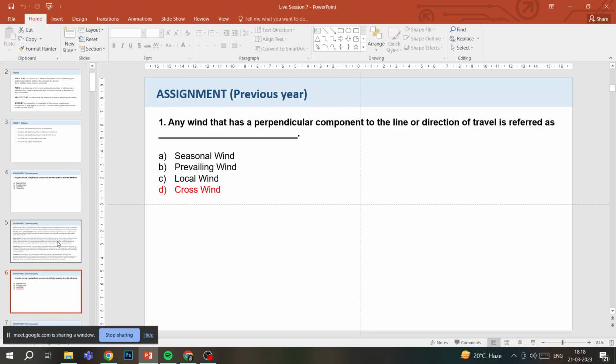Basically, for example, this is my object, and this is the direction of the wind. The wind is acting on my object at a particular angle, and when you take the vector components of this angle, you will find that one would be going in the direction of the transport, and the other would be perpendicular to it. Because it's acting at an angle, it can be divided into two vector components, a perpendicular component and a parallel component. So the answer would be crosswind.